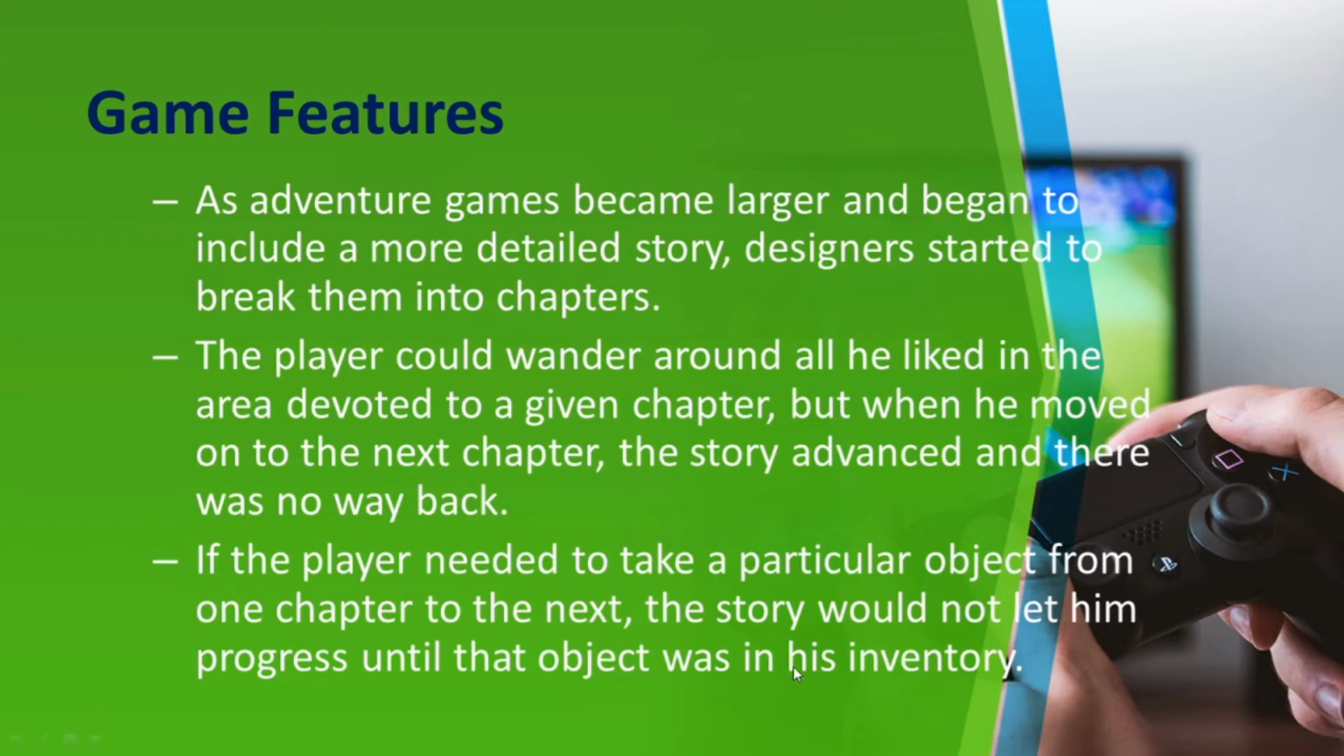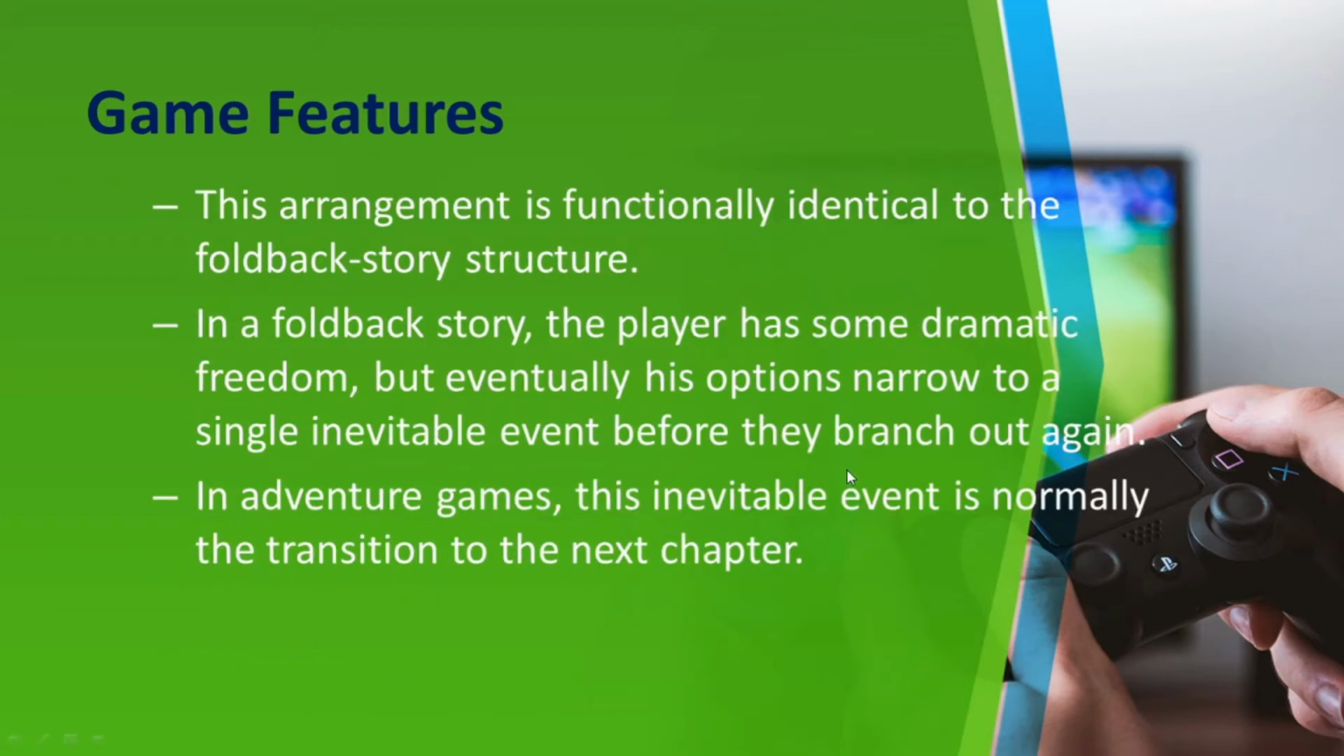Okay, so basically, it will be requiring you certain objectives to be accomplished before proceeding to the next chapter or before proceeding to the next level. So this arrangement is functionally identical to the story fallback structure. In a fallback story, the player has some dramatic freedom, but eventually his options narrow to a single inevitable event before they branch out again. So in adventure games, this inevitable event is normally the transition to the next chapter.